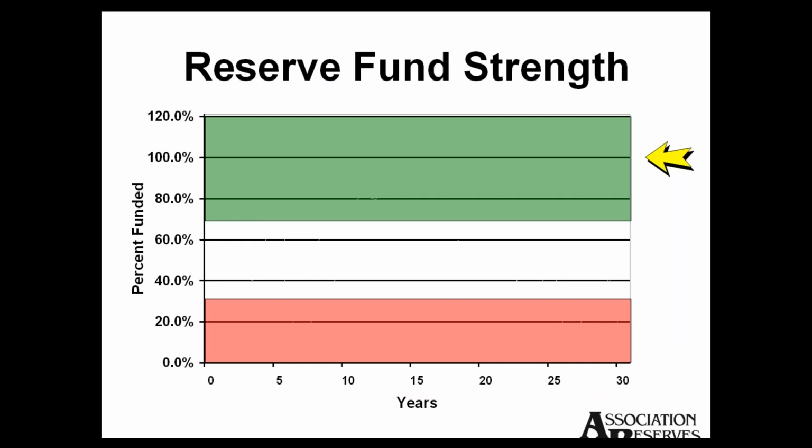Okay, let's show this on a chart. I'm going to use this chart for the next few slides. I will plot reserve fund strength over time. Time moves from left to right. And as I indicated earlier, a strong reserve fund is over 70%. A weak reserve fund is in this pink 0 to 30% range. Let's start out with an association in about the 50% range. And I've got this yellow arrow here just to help you keep your eye on the 100% point.